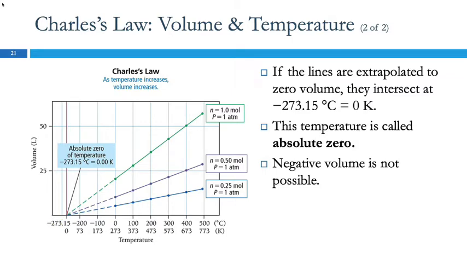So the reason we have to use Kelvin is because when we look at the equation for a line, if we have a non-zero intercept, then it's not just a direct proportionality anymore. By using Kelvin, we get that the volume is equal to the slope times the temperature plus 0. So then we have that direct relationship. So you have to use Kelvin, and negative volume is not possible.